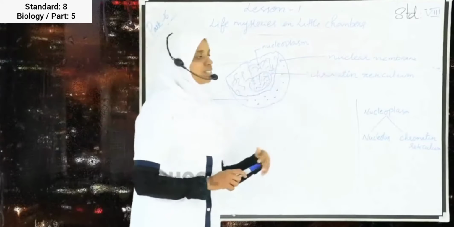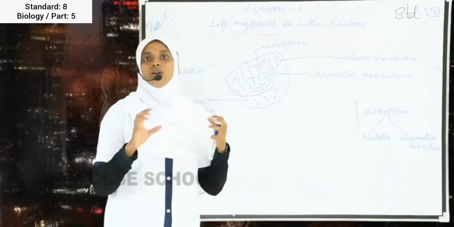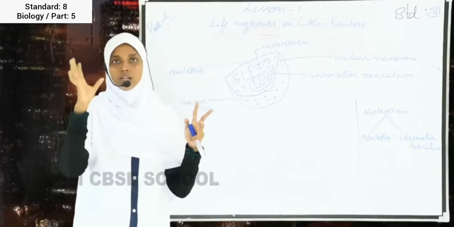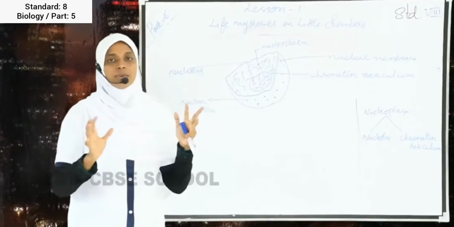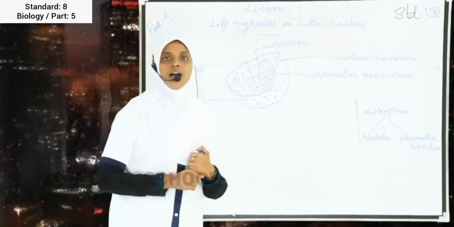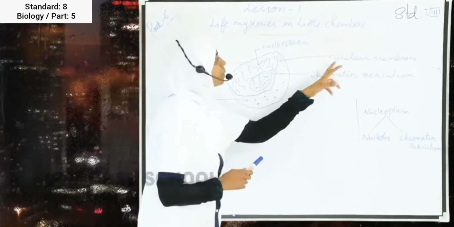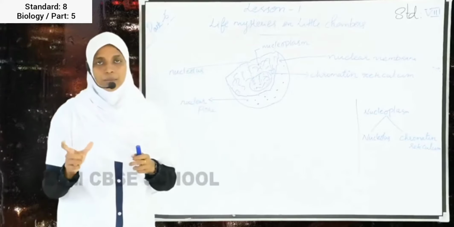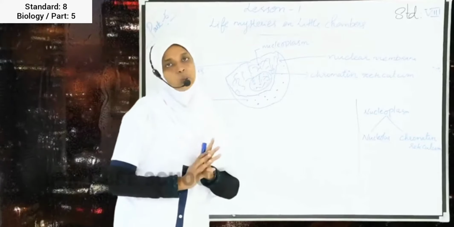The third part is the nuclear membrane. We know that a membrane is an outer covering. So the nuclear membrane is the covering of the nucleus. It is a double layered membrane that covers the nucleus.